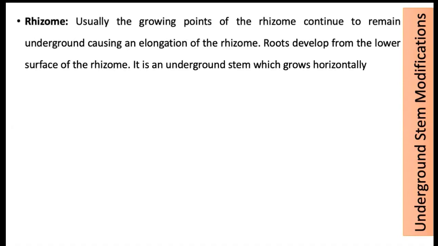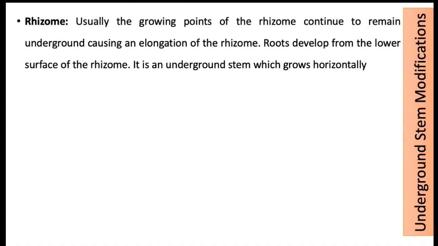So let's start with the underground stem modifications. Underground stems are modified into different forms. There are lots of modifications, but we will start with the four major modifications of underground stem. The first one is rhizome. Rhizome is the modification of stem which remains underground for the purpose of storage of food.